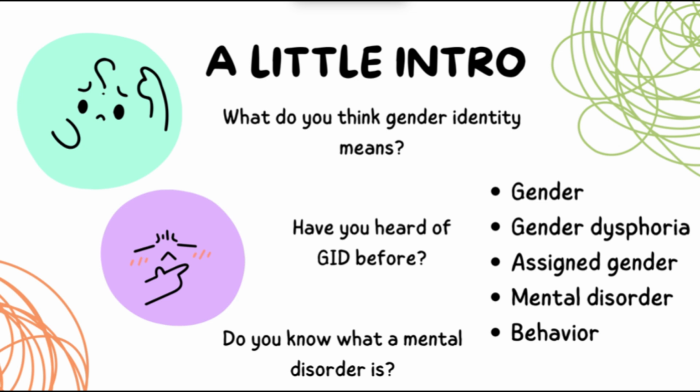Some other concepts that we have to know before we begin this topic. What is a mental disorder? According to the World Health Organization, a mental disorder is characterized by a clinically significant disturbance in an individual's cognition, emotional regulation, and behavior. So in other words, it's something clinically diagnosed that affects your cognition, your emotions, and your behavior.